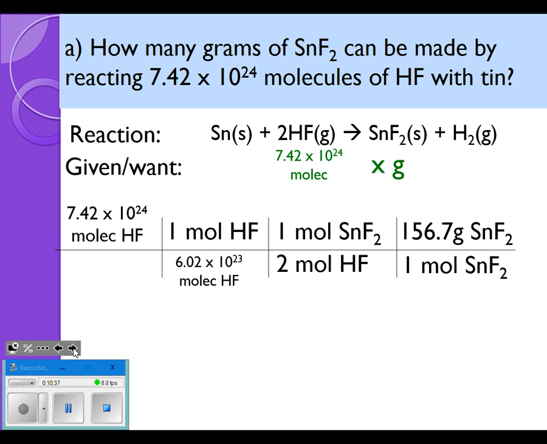Multiply by everything across the top, divide by everything on the bottom. Remember, when you have times 10 on a calculator, you're going to use an EE button, which is right on our calculators in class. It's right next to the letter A, and that stands for times 10. And you would end up with an answer of 966 grams of SnF2. So this is just doing it a different way because we didn't start with grams. We started with representative particles, but we still did the same steps.